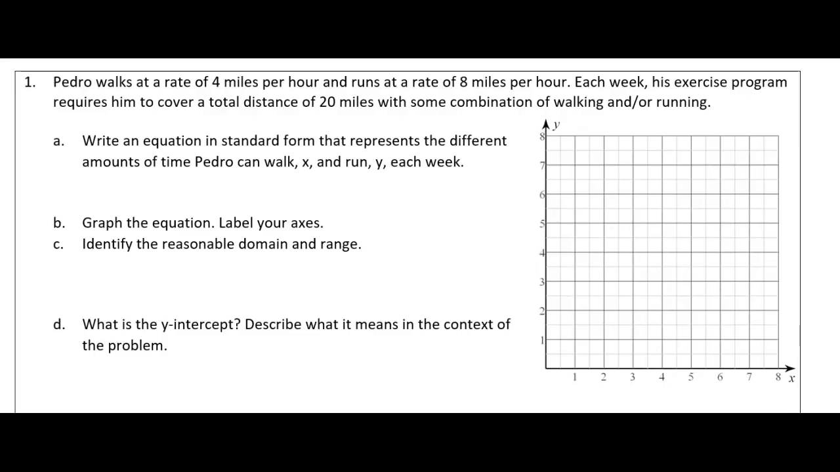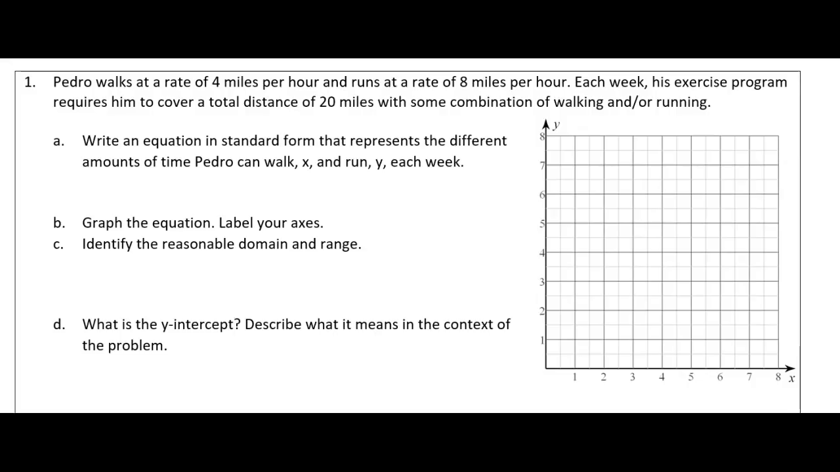Number 1. Pedro walks at a rate of 4 miles per hour and runs at a rate of 8 miles per hour. Each week, his exercise program requires him to cover a total distance of 20 miles, with some combination of walking and or running, which means he does not have to do both, but he could do one or the other. Write an equation in standard form that represents the different amounts of time that Pedro can walk, x, and run, y, each week.